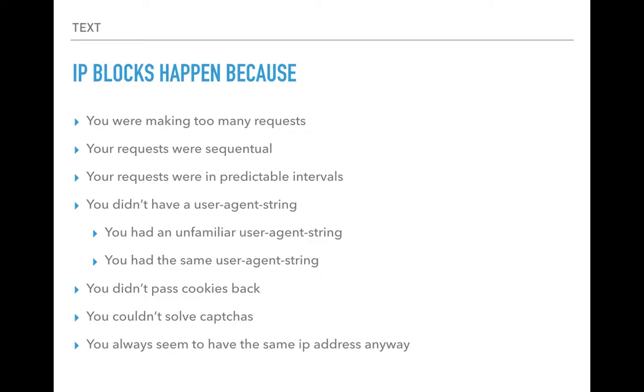So if I can just block you there, it's over anyway, right? Even if you solve for all of these other ones, unless you find a way to change your IP address, it's sort of a moot point because it's so easy to track IP addresses. So that's why IP blocks happen for just one reason, which is you're using the same IP address, but actually there are many other smaller reasons as well.